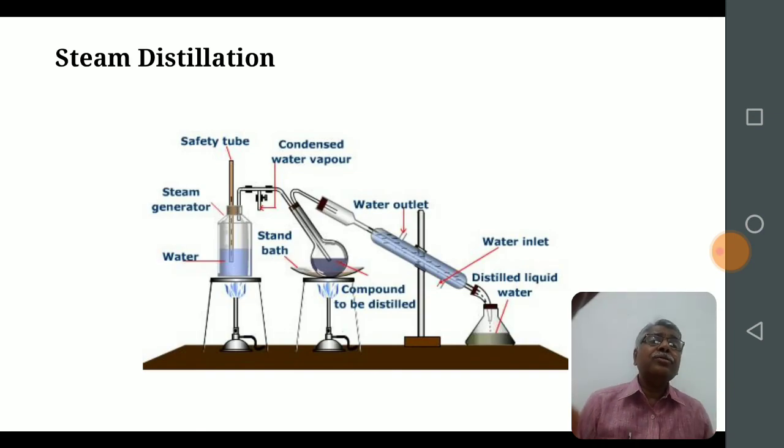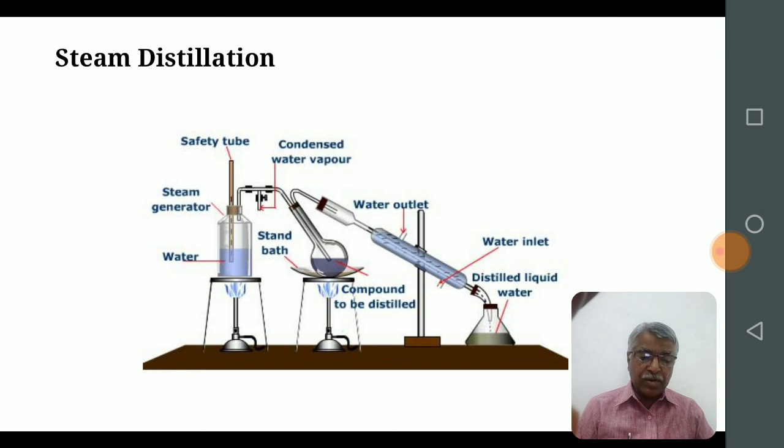Here you will be shown the diagram for the steam distillation. Steam distillation is the distillation carried out in a current of steam. The process of steam distillation is quite useful in the purification of liquid organic compounds and is generally applied to immiscible liquids which have either high boiling points or decompose before their normal boiling points are reached. The liquid to be steam distilled should have fairly high volatility near the boiling point of water.